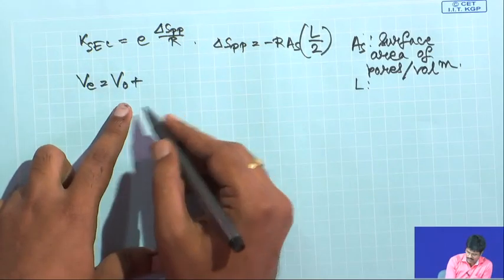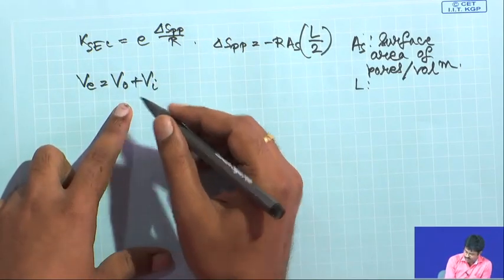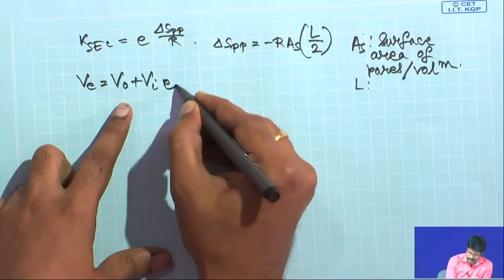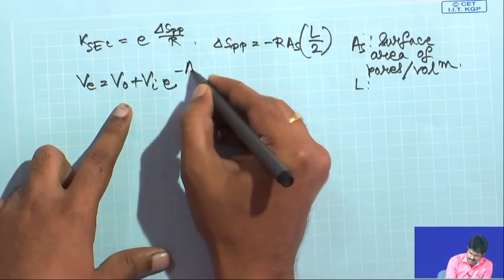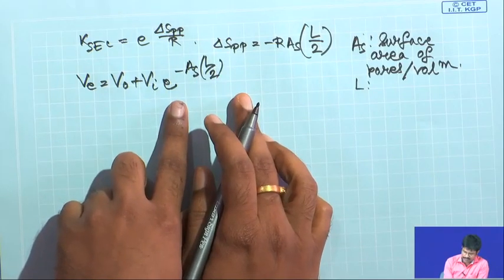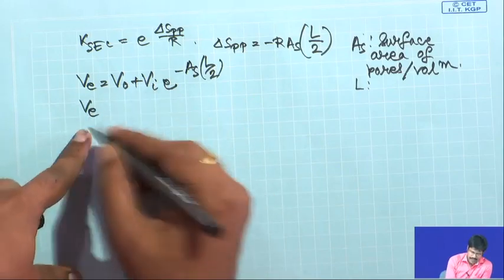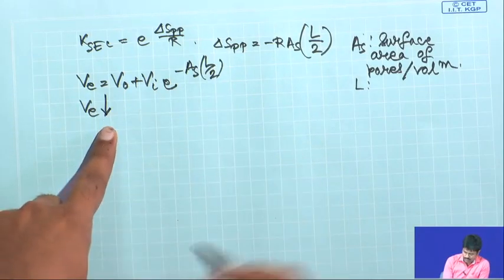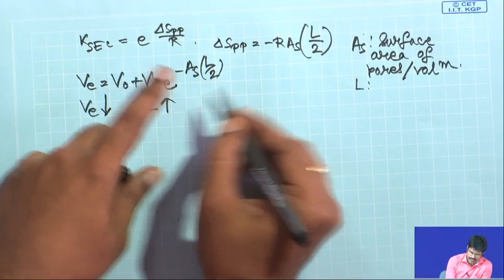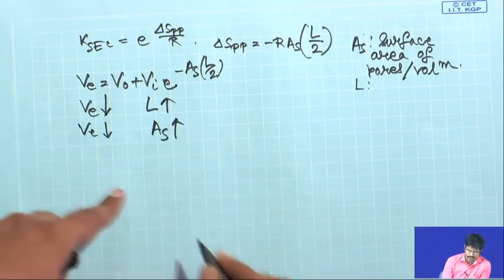So, you put that value here. So, that will be V_i into K_ACC, e to the power minus A_S into L divided by 2. So, this is the expression that you have ultimately. You can see that your V_e, the elution volume, goes down as L goes up, and the elution volume goes down as A_S goes up, both.